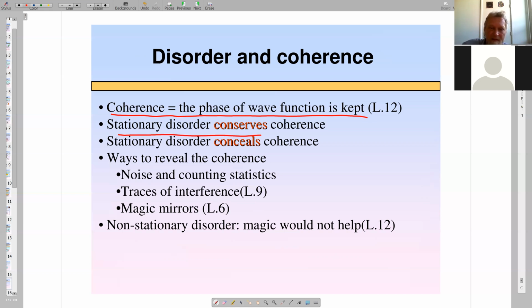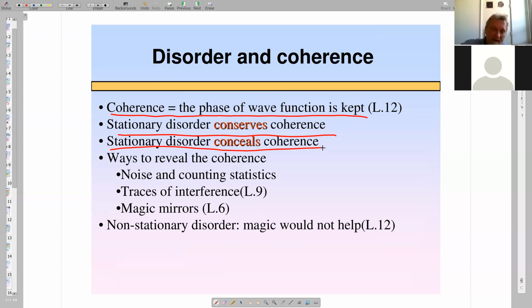So it conserves coherence. Simultaneously, it conceals coherence, quantum mechanical coherence, because all interference patterns are eventually gone because of averaging, right? There are some ways to reveal this coherence.